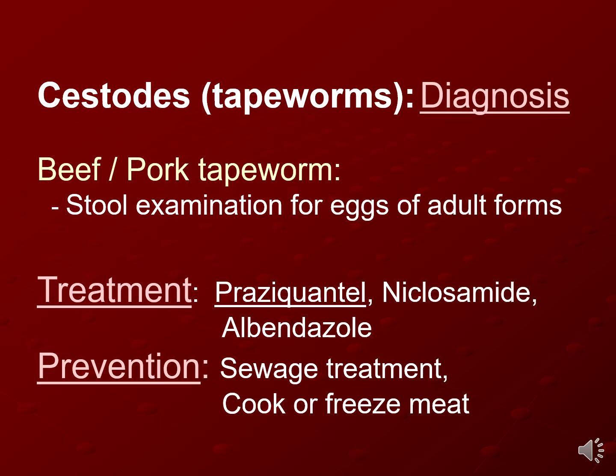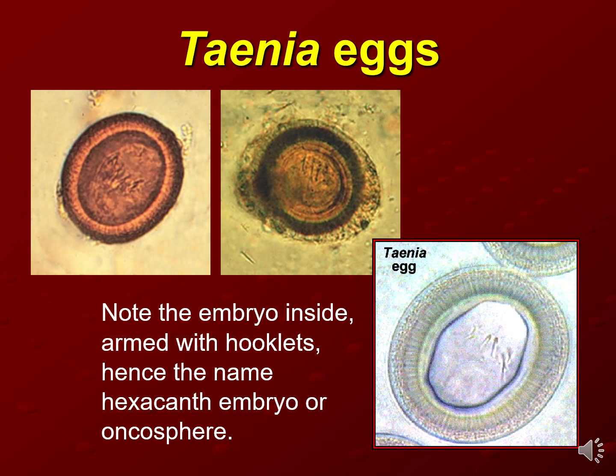Prevention: sewage treatment. Of course, if people don't defecate in the field, on the grass, to contaminate the pastures of those animals, then they would not be infected. So sewage treatment is essential, and cooking or freezing the meat will also kill the cysticercae and it becomes non-infectious.